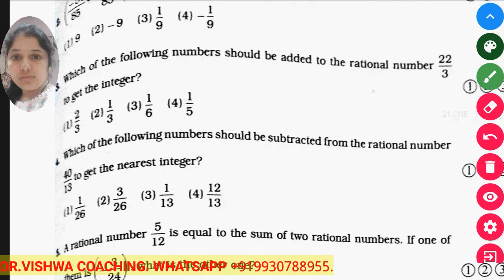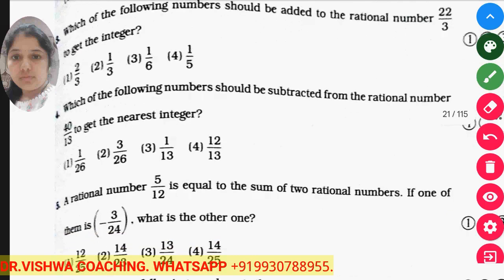Which of the following numbers should be added to the rational number 22 by 3 to get the greater integer? Again, to get the greater integer, you must add something which makes it divisible by 3. When we add 2 to 22, it becomes 24, which is divisible by 3. So 2 by 3 is the number which, when added to the rational number, gives the greater integer.